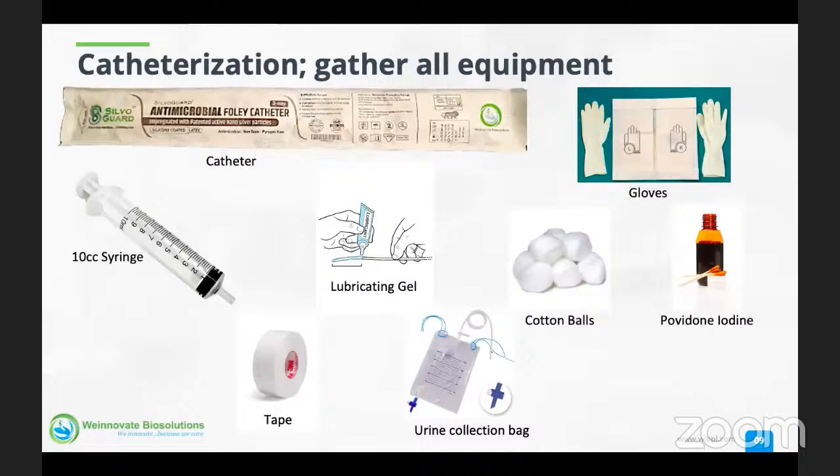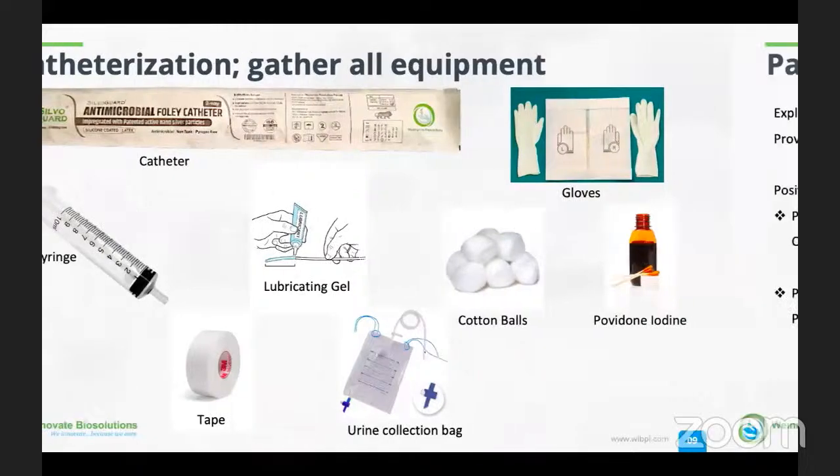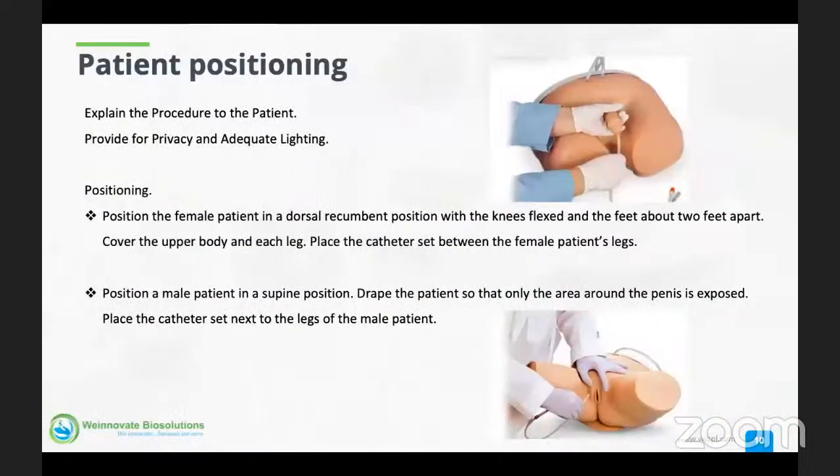Though there are still chances that the infection can come through any of the other issues which are happening during catheterization. The first thing that a nursing staff or a doctor will do is actually explain the procedure to the patient and provide complete privacy and adequate lighting. Now, the insertion of the catheter differs in male and females. We are only talking about indwelling catheters right now.